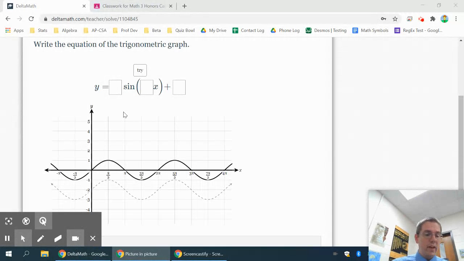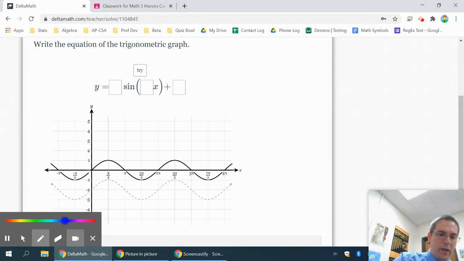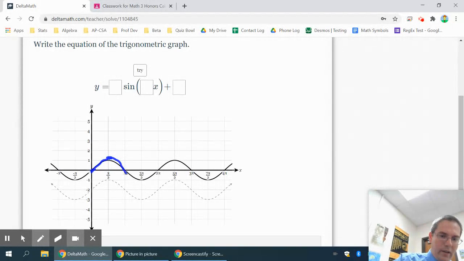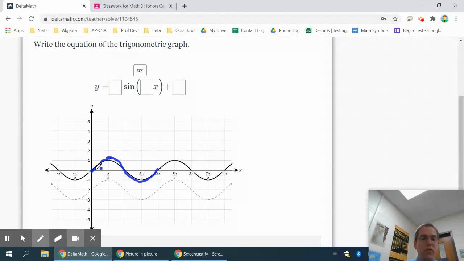First of all, this is a sine graph. I can tell it's a sine graph because it starts at 0 like a sine graph should. It has a maximum of 1, and it has a period of 2 pi. So this is just a standard sine graph that they've graphed for you in black. And in the dotted line, they've changed this sine graph a little bit. In this case, they haven't changed it much. It looks like they've just slid it down.